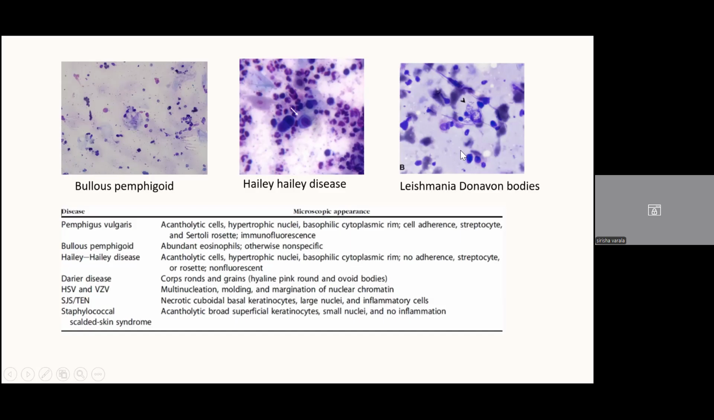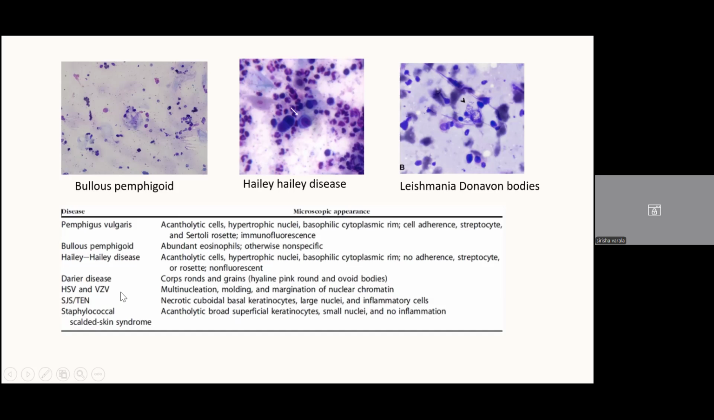And even in LD bodies, Leishman-Donovan bodies, if you come across the case, always do a Tzanck smear. You will be able to identify these nice Leishman-Donovan bodies. So this is a table which summarizes the same thing. Pemphigus vulgaris, you see acantholytic cells, streptocytes and rosettes, hypertrophic nuclei and peripheral rim of basophilic cytoplasm. Bullous pemphigoid, just eosinophils. Hailey-Hailey, you will see just the acantholytic cells. Darier, you will be able to appreciate corps ronds and grains, definitely, if you try.